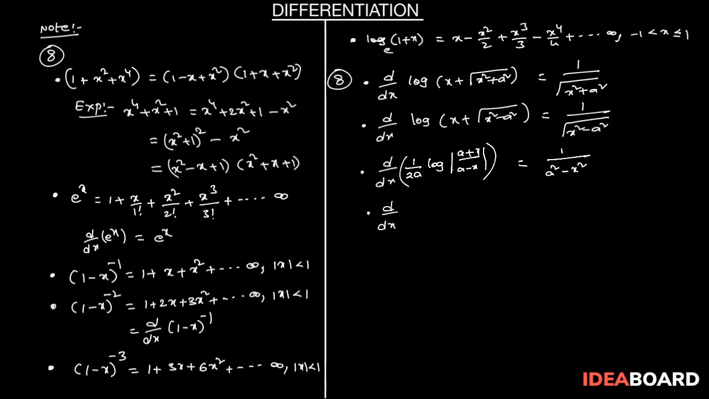d by dx of 1 by 2a into log of (x minus a) by (x plus a) equals 1 by x square minus a square.